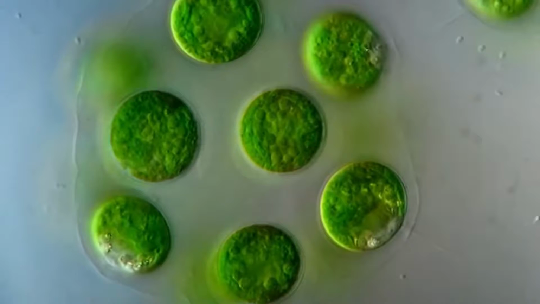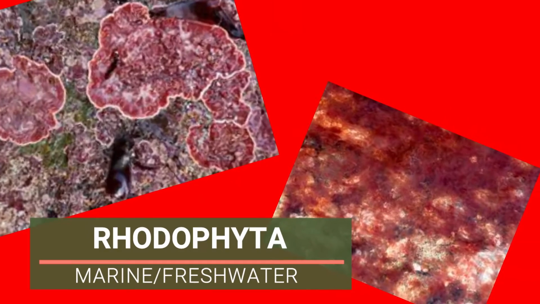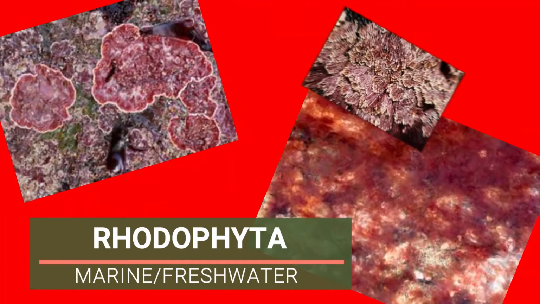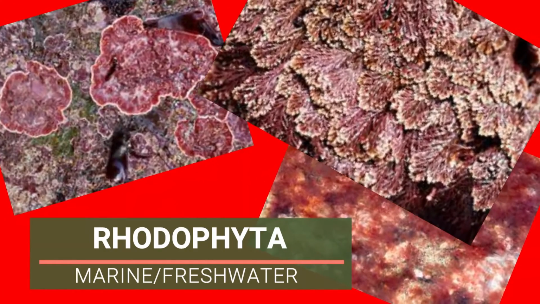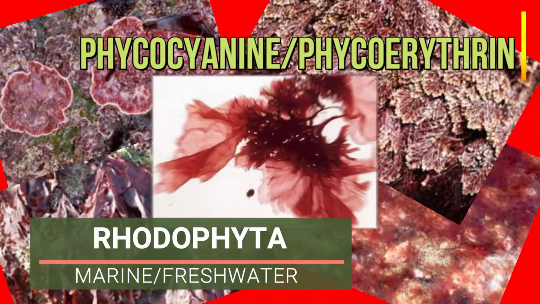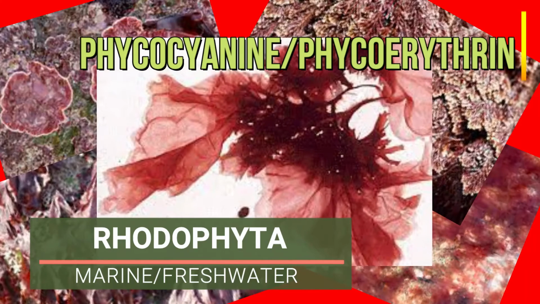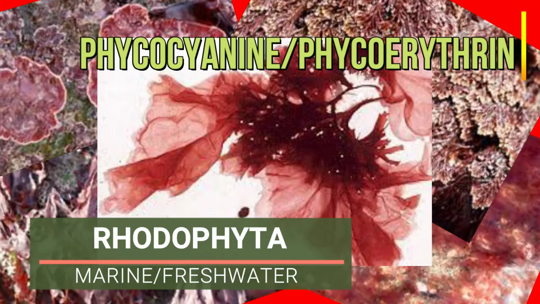Also called rhodophyta, red algae are distinctive species found in marine as well as freshwater ecosystems. The pigments phycocyanin and phycoerythrin are responsible for the red color of the algae. Other pigments that provide green coloration, such as chlorophyll A, are also present. However, they lack chlorophyll B or beta-carotene.